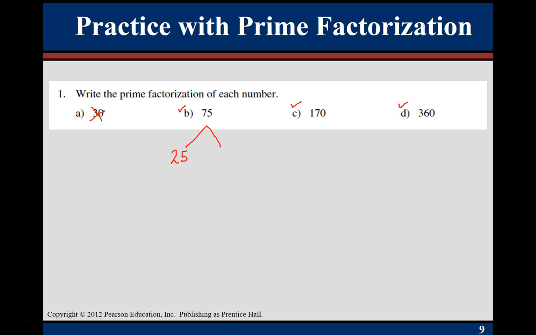75 could be written as 25 times 3. 25 is 5 times 5. The prime factorization of 75 is 5 squared times 3. For 170, I can say 17 times 10. 17 is prime, but 10 is composite. 10 is the product of 5 times 2. 17 times 5 times 2 is the prime factorization of 170.